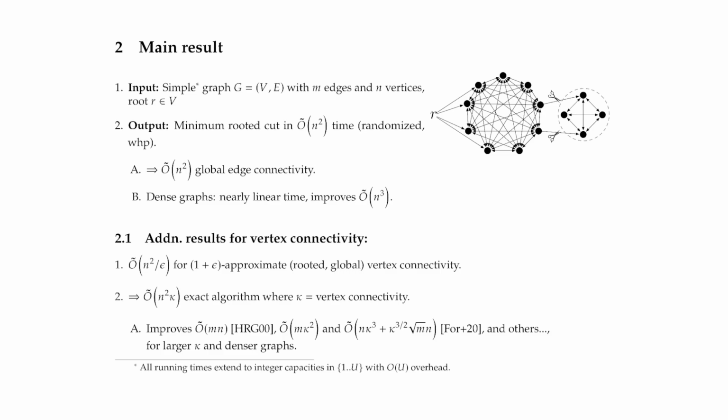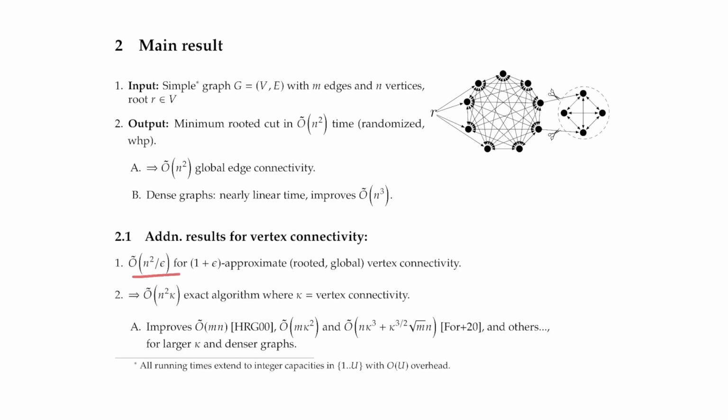We get some additional results for vertex connectivity. In particular, we get an n squared over epsilon running time for 1 plus epsilon approximate rooted and therefore global vertex connectivity. If we plug in 1 over kappa for epsilon, where kappa is the actual vertex connectivity value, then you'll get n squared kappa. And this will improve existing work, especially in dense graphs with moderately large kappa. Okay. So simple basic improvements, problems, and improvements.